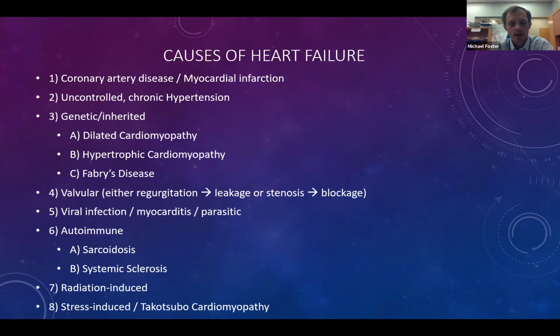There is a phenomenon of radiation-induced cardiomyopathy in patients that have a prior history of radiation from mantle cell lymphoma or breast cancer or other types of cancers in the lower neck and upper chest area. And then a common phenomenon that's been described is stress-induced cardiomyopathy, which was first described in Japan. And so the medical terminology sometimes will call it Takotsubo cardiomyopathy.